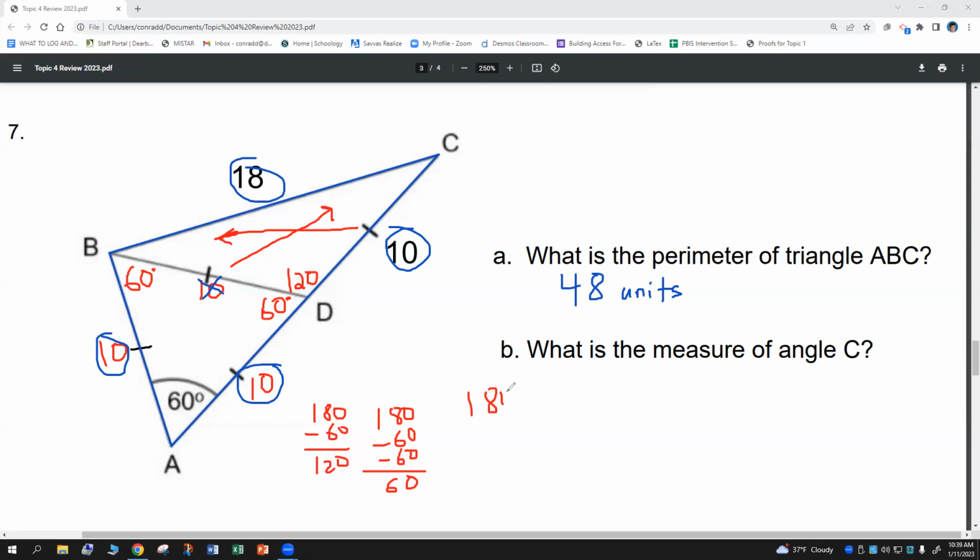So we need to subtract from 180 and then divide by 2. So 180 minus 120 is 60, and then we're going to divide by 2. And that's going to give me 30. So each of these angles here are 30 degrees. So what's the measure of angle C? It's 30 degrees.